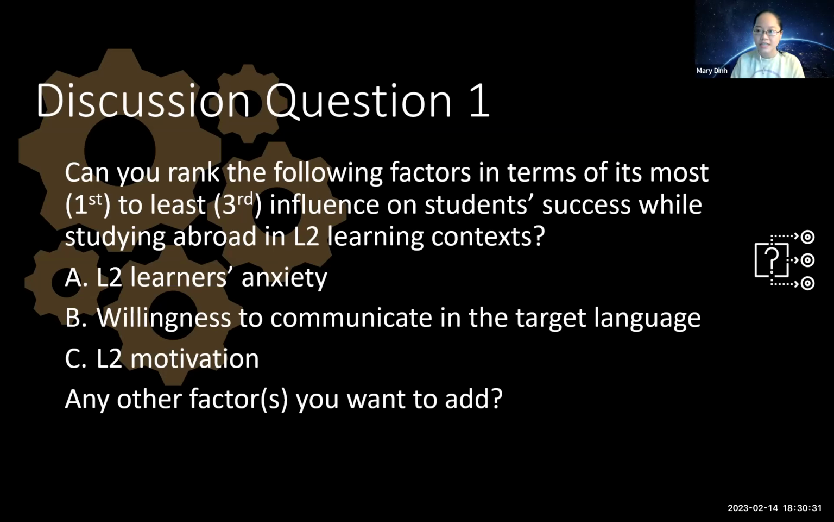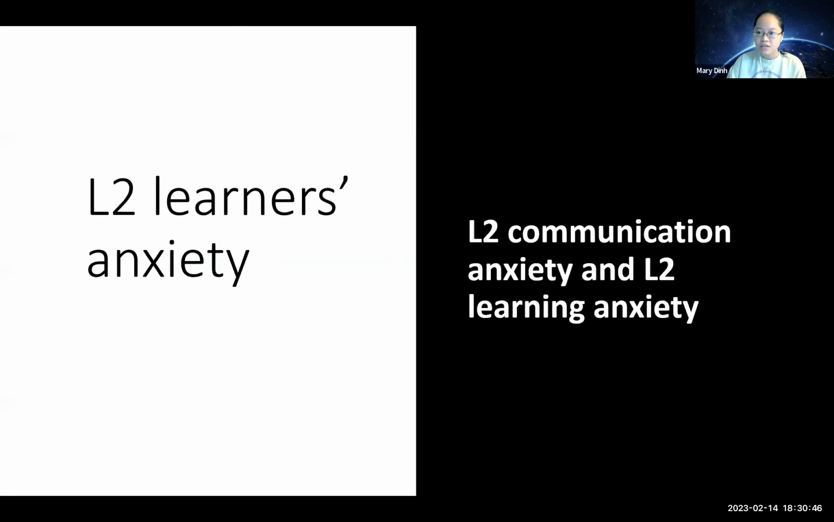And what Eunhee just listed out is that in addition to these three factors, there are definitely some certain factors that can be taken into account when we talk about the second language learning context. So this is how they define second language learner anxiety. So anxiety here has two types.